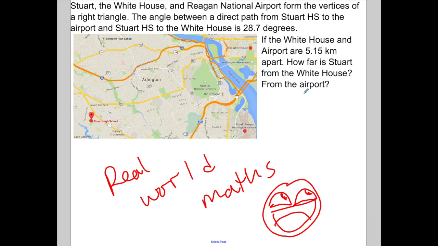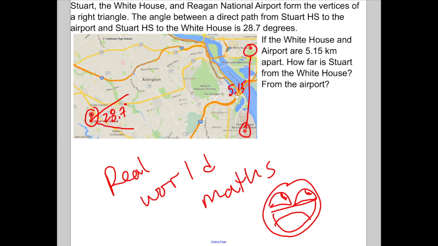So if you look here, we're doing right triangles in the real world. In this problem, we're given that the high school, White House, and then Reagan National Airport form vertices of the right triangle. You can see here, here it's White House, and that's the airport. The angle between the direct path from the high school to the airport, so that'd be something like this, they're saying is 28.7 degrees. And then they tell us the distance from the White House to the airport is 5.15 kilometers.